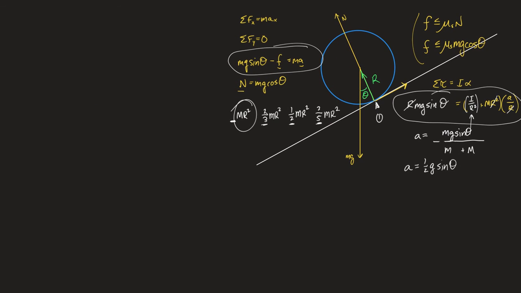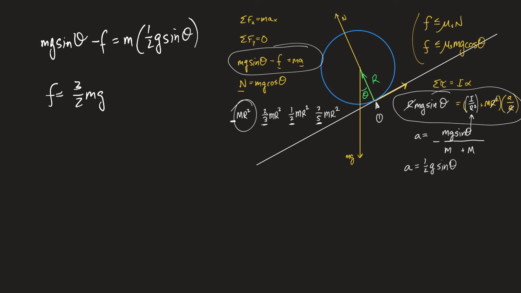If I want the frictional force, I'm going to use mg sine theta minus friction equals ma. So a little bit of algebra gives me 3/2 mg sine theta for the size of the frictional force. It should be 1/2. Thank you. Apparently I can't do algebra. That was just a solid mistake. 1/2 mg sine theta. So that's the size of the frictional force.